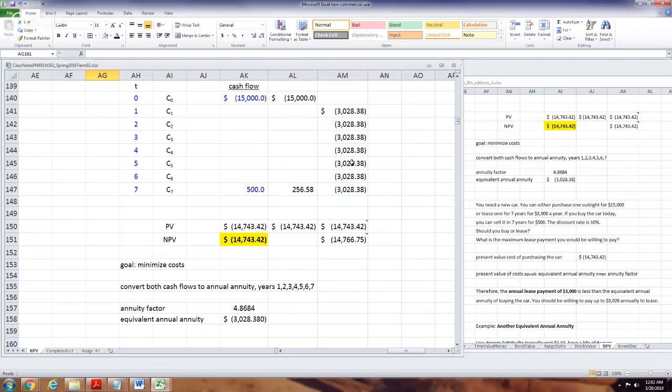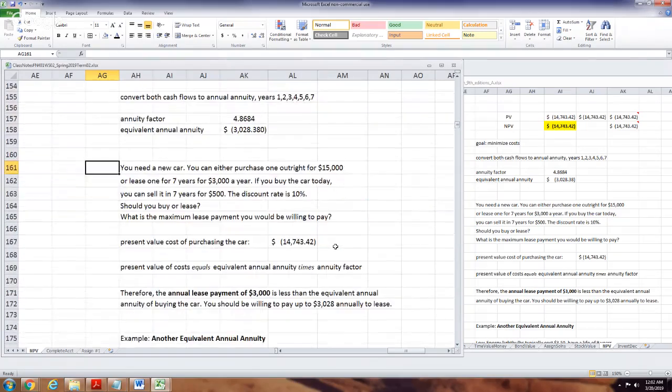But when you're dealing with millions or tens of millions or hundreds of millions of dollars, it starts to make a difference. Those kinds of things. So certainly owning the car costs more, and leasing it is less than 3,000, right? So the annual lease payment is less than the equivalent annual annuity of buying the car. Again, we have the conclusion here: present value of the cost equals equivalent annual annuity times annuity factor. So we wrote a nice little narrative here for you guys.